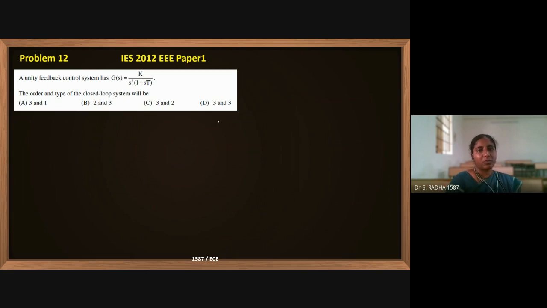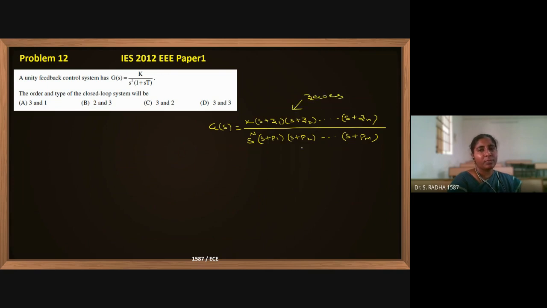Generally, the numerator will have zeros, so (s plus z1), (s plus z2) and so on up to (s plus zn) will be present or may not be present. In the denominator you will have individual s power N, then (s plus p1), (s plus p2), and so on up to (s plus pm). Any number of factors may be present in the numerator or denominator. This is the general format. The numerator will give zeros and the denominator will give poles.